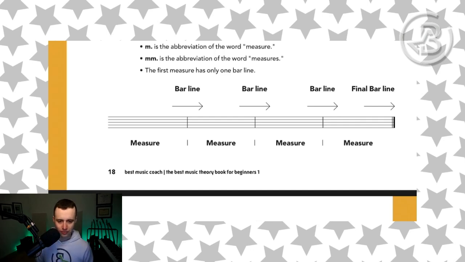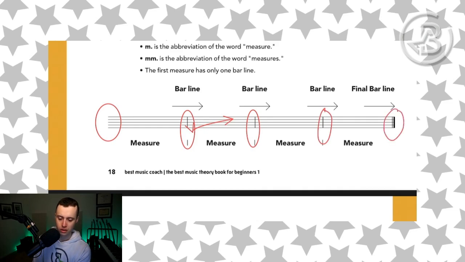That's it. It's over. Now, one thing to notice is that in the first measure, there is no bar line at the beginning. Now, this is correct. Whenever we have a bunch of measures in a row, the first measure is not going to have a bar line on the left. The first measure only has 1 bar line here, whereas the second measure, as you can see, has 2 bar lines. Third measure has 2 bar lines. Fourth measure has a regular bar line and a final bar line.